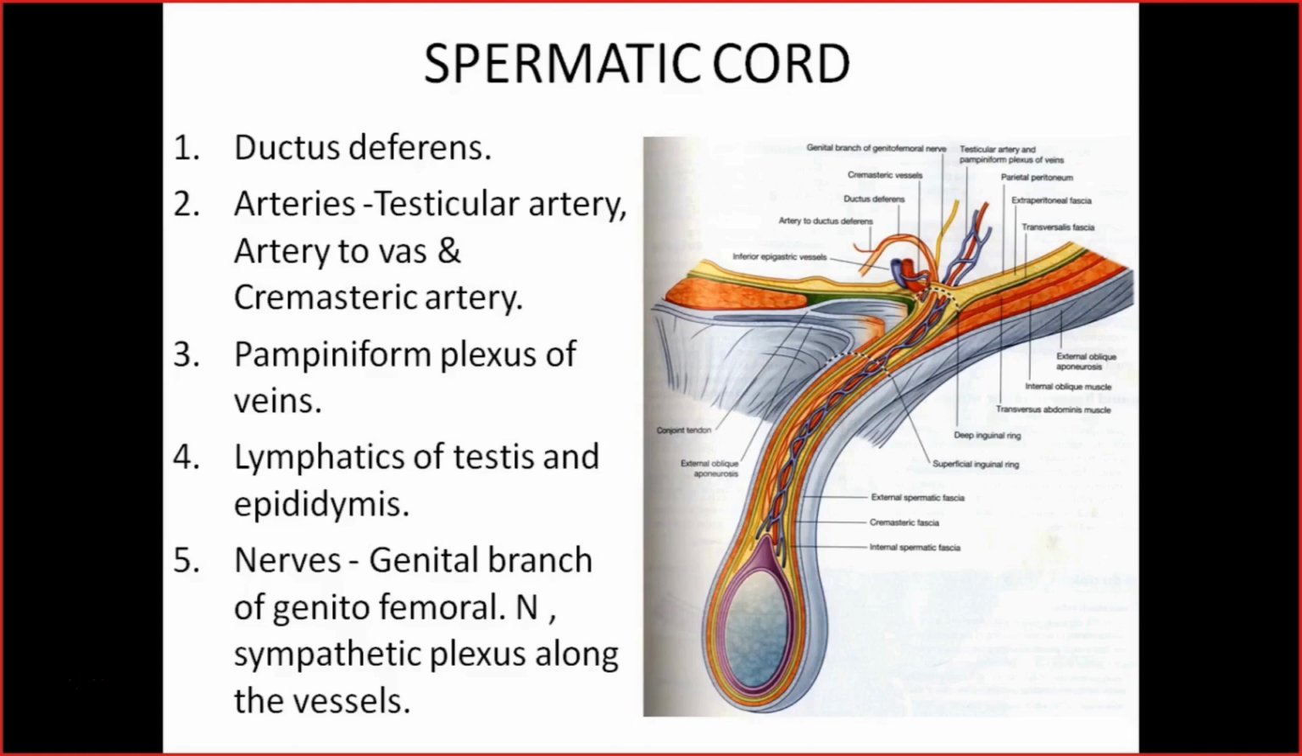That's all. Okay, one tube which is passing, the ductus deferens. Okay, arteries are the testicular artery, artery to vas, and cremasteric artery. The vein is the pampiniform plexus of veins. You can make out this arrangement, right? This pattern of vein arrangement, we are calling this the pampiniform plexus. Okay. Then we have lymphatics for the testis and also for the epididymis. And then we will be having nerves such as the genital branch of the genitofemoral nerve. Along with these vessels, whatever we dealt, okay, these vessels are covered by sympathetic plexus, so that also will be seen along with the spermatic cord structures. Clear?